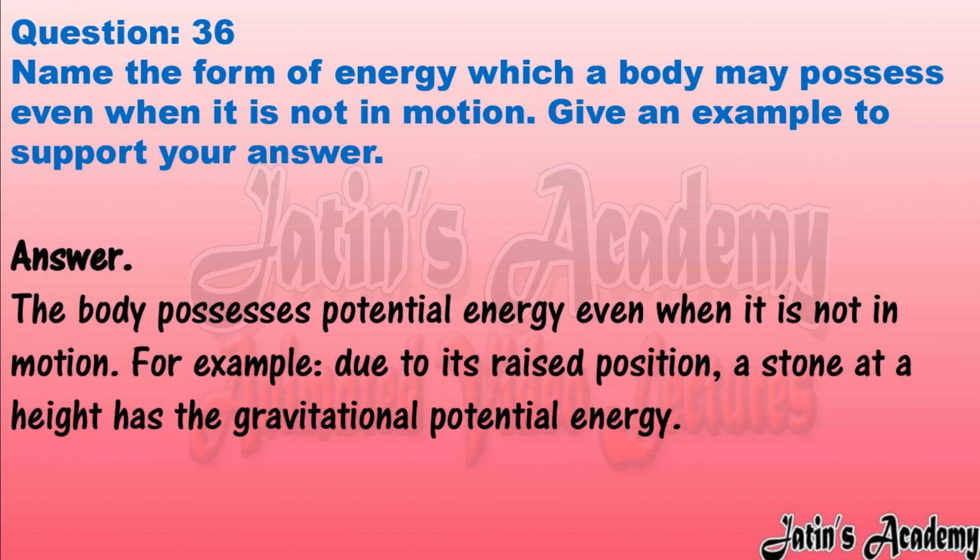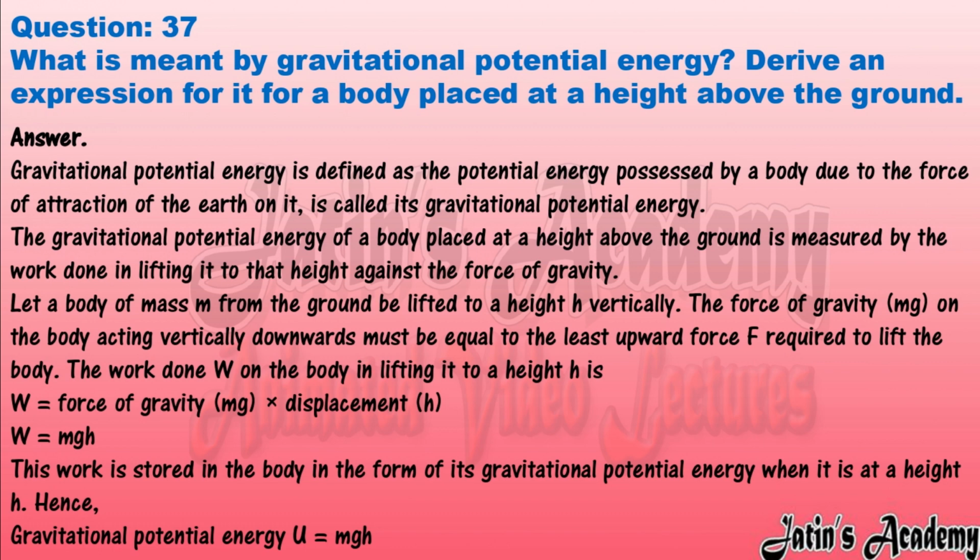Question 36. Name the form of energy which a body may possess even when it is not in motion. Give an example to support your answer. Answer. The body possesses potential energy even when it is not in motion. For example, due to its raised position, a stone at a height has gravitational potential energy. Question 37. What is meant by gravitational potential energy?